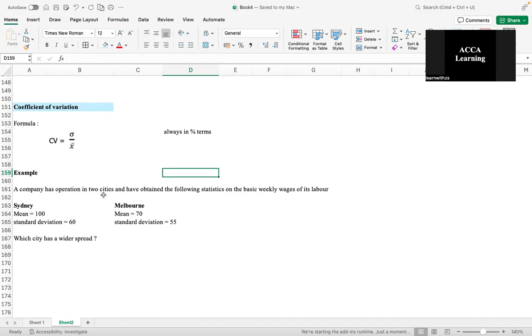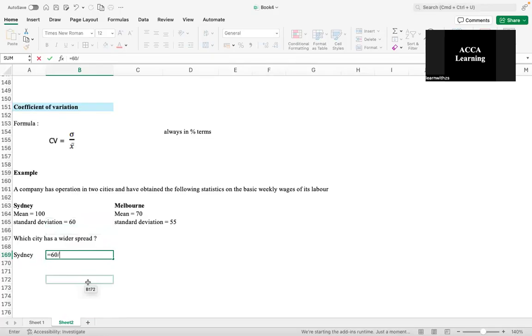A company has operations in 2 cities and has obtained the following statistics on the basic weekly wages of its labor. 2 cities given, Sydney and Melbourne. What you have to find out is which city has a wider spread. Okay, so whichever city's percentage would be higher, whichever city's spread would be wider, would be the one which is recommended. So let's look into Sydney first. Okay, so your formula is what? Standard deviation upon your mean. So standard deviation 60 divided by your mean, which is 100, which gives you 0.6. So if you convert this to percentage, it is 60%.